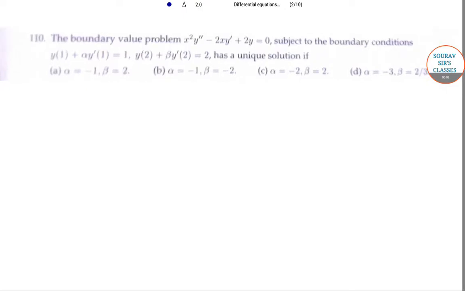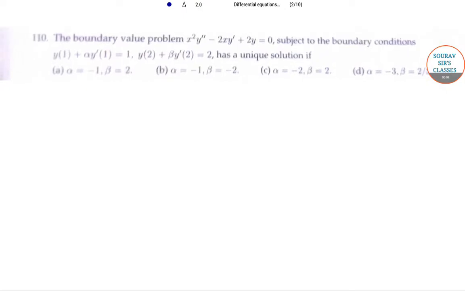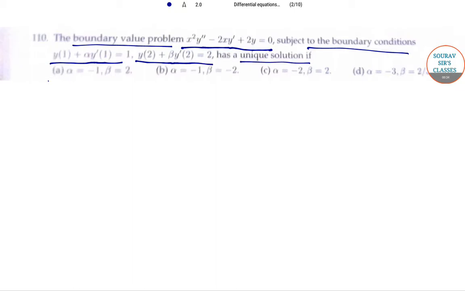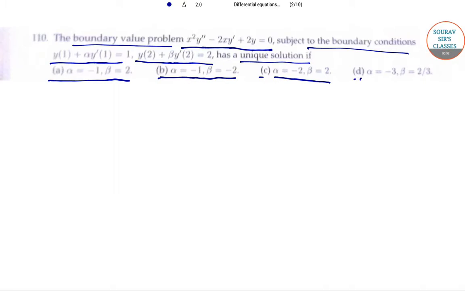Today we are going to solve a few questions on differential equations. The question is: the boundary value problem x squared y double dash minus 2x y dash plus 2y is equal to 0, subject to the boundary conditions y(1) plus alpha y dash(1) is equal to 1, y(2) plus beta y dash(2) is equal to 2, has a unique solution if option A, alpha is equal to minus 1 and beta is equal to 2; option B, alpha is equal to minus 1 and beta is equal to minus 2; option C, alpha is equal to minus 2 and beta is equal to 2; and option D, alpha is equal to minus 3 and beta is equal to 2 by 3.